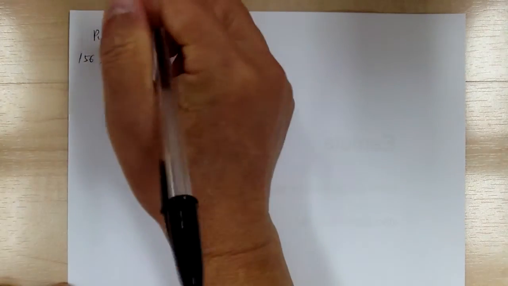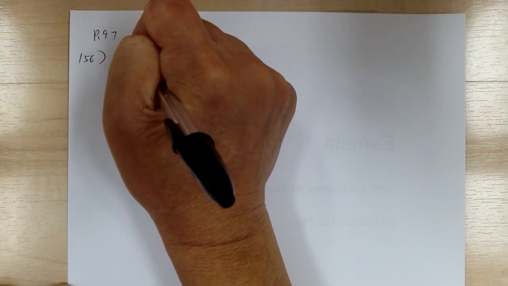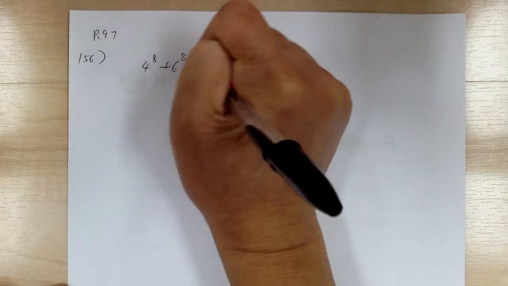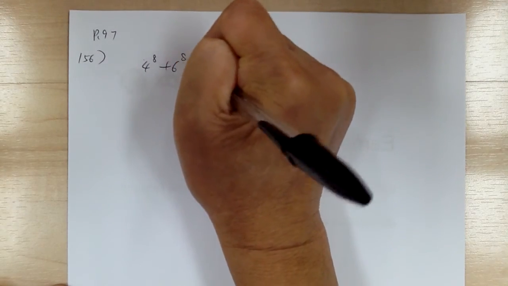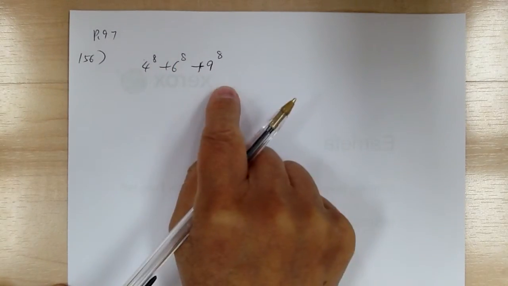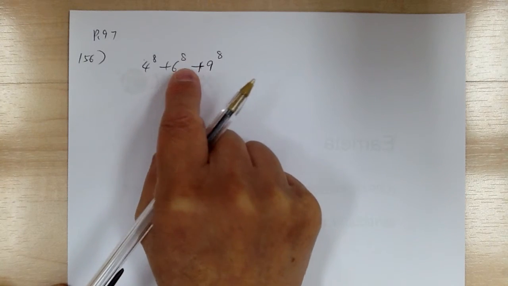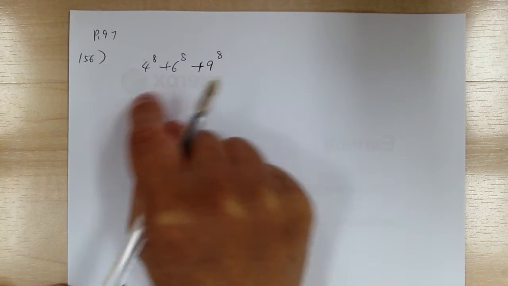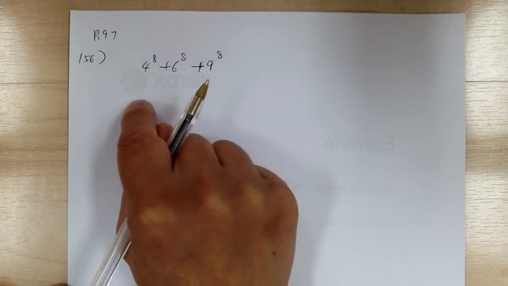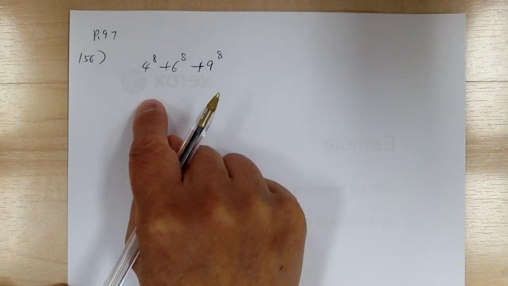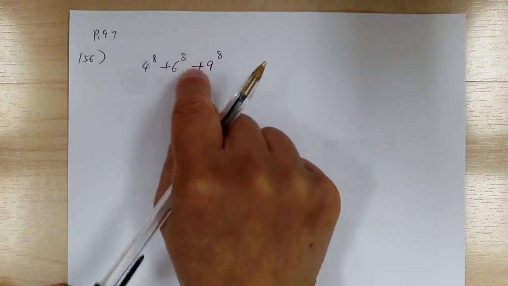Let's go to page 97 and number 156. Okay, so you have 4 to the 8 plus 6 to the 8 plus 9 to the 8. You want to find two numbers whose product will equal that. So basically you want to find out what this can factor into. So you want to factor this into two factors. When this factors into two factors, that will give you the two numbers that multiply to give you this number.